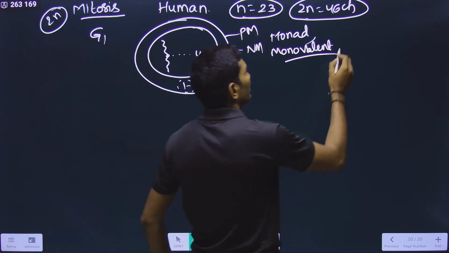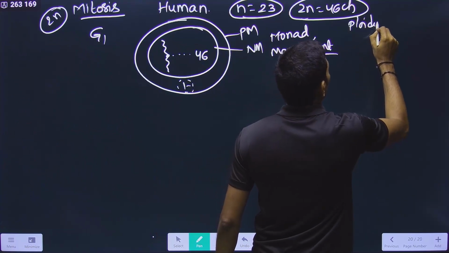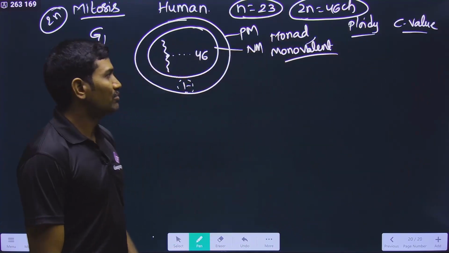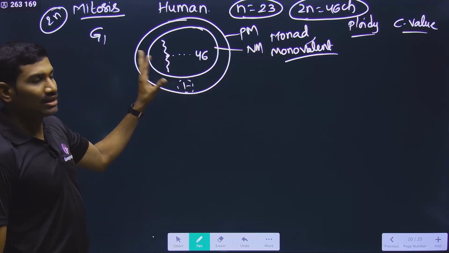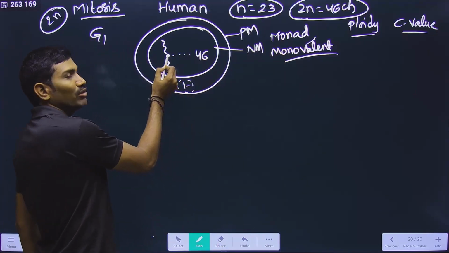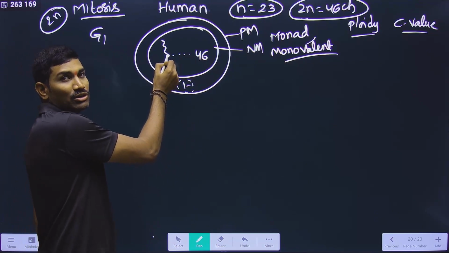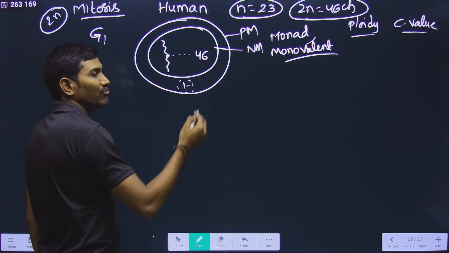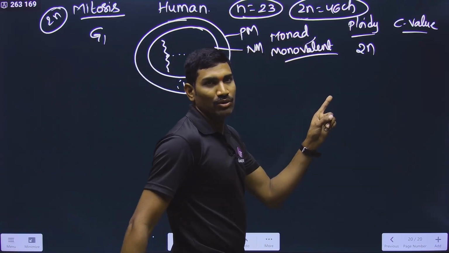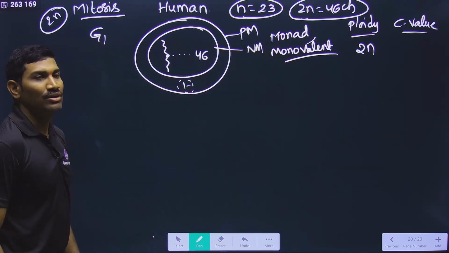Next one is regarding the ploidy, and then we will write the C-value. These are the informations we need to write. Monovalent and monad. Clear? Ploidy. What is the ploidy? Single thread, like 46 are there. One centromere means one chromosome. Like this, how many? 46 chromosomes means it is diploid. Clear?